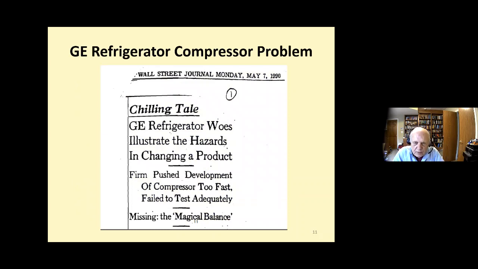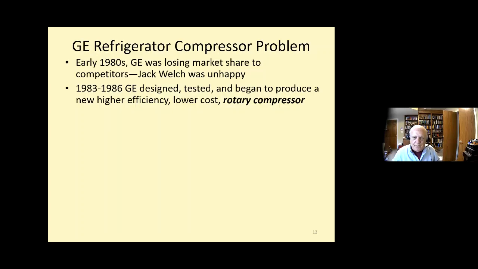My next example comes from General Electric. I've had a long association with General Electric going back to when I was an intern there when I was in graduate school in the mid-1970s. But I was not involved in this problem at all. Everything I talk about here was in this Wall Street Journal article that was published. So what happened here? In the early 1980s, GE was losing market share to its competitors, particularly offshore competitors.